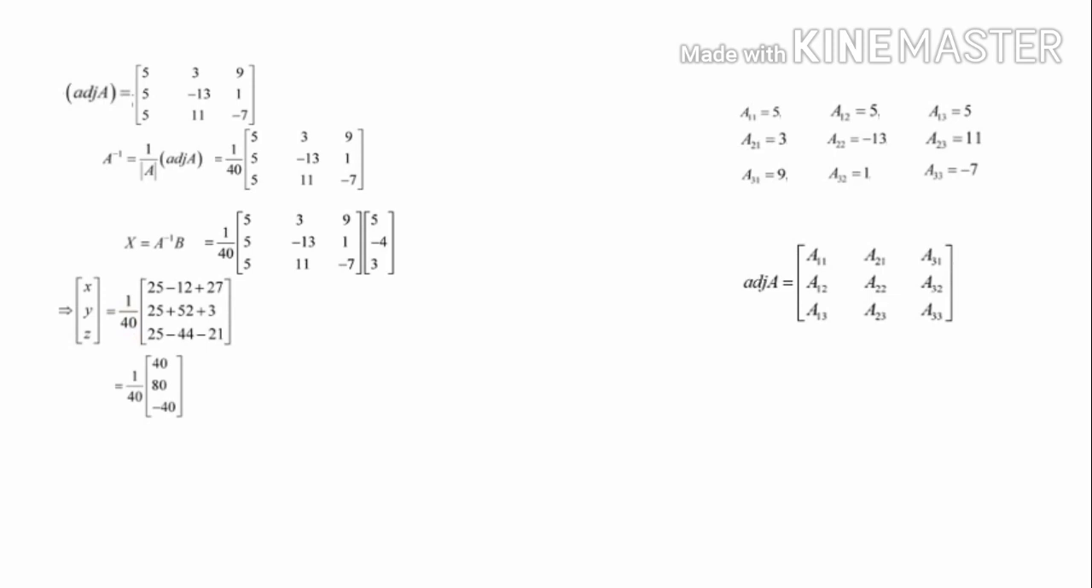That is equal to 1 by 40 into 25 minus 12 plus 27, we will get 40. 25 plus 52 plus 3, that is 80, and 25 minus 44 minus 21, when you do the calculation you will get as minus 40. So let's take this 1 by 40 inside: 40 divided by 40 is 1, 80 divided by 40 is 2, minus 40 divided by 40 is minus 1. So here we have got matrix XYZ is equal to matrix 1, 2, minus 1.